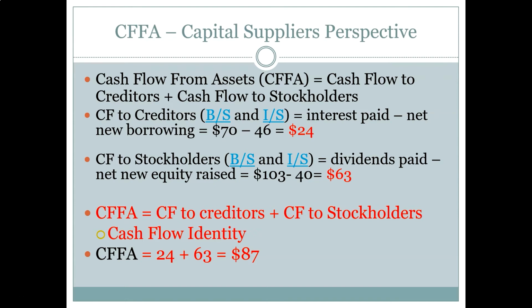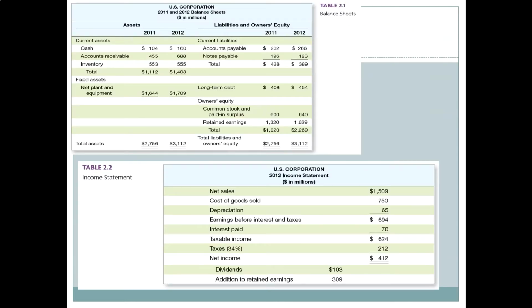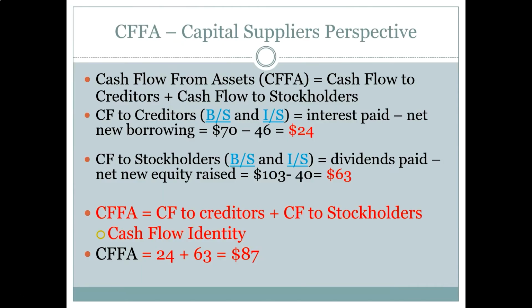Interest paid is money that we are paying out as we are paying off our loans. Net new borrowing, if it's positive, means that we borrowed more money, we took out new loans. And we can see that that's the case here because loans went up, long-term debt went up from 408 million in 2011 to 454 million in 2012. That only happens if we take out additional new loans this year. Okay? So we paid off some old loans, we can see that from the interest, but we also raised and took out additional new loans.